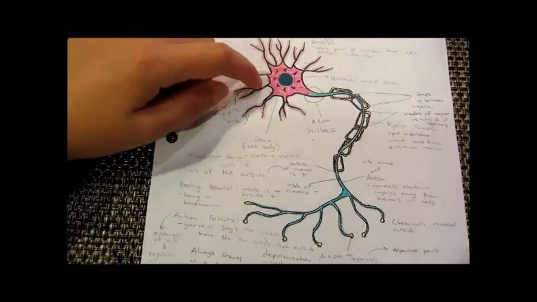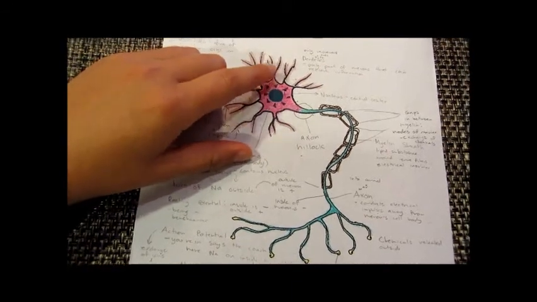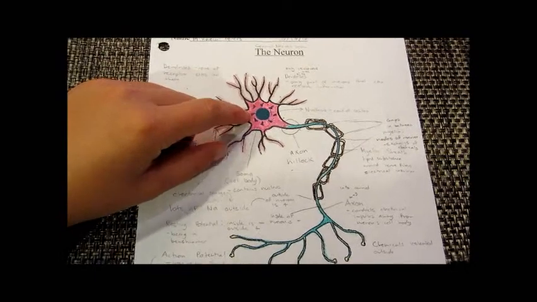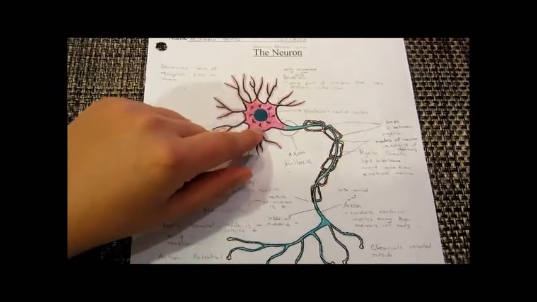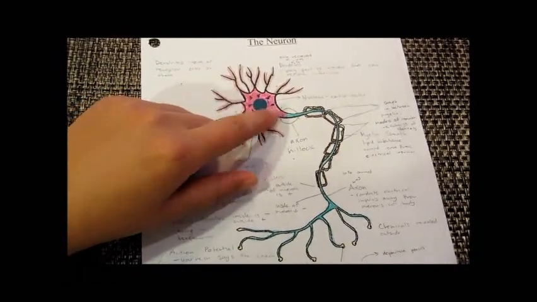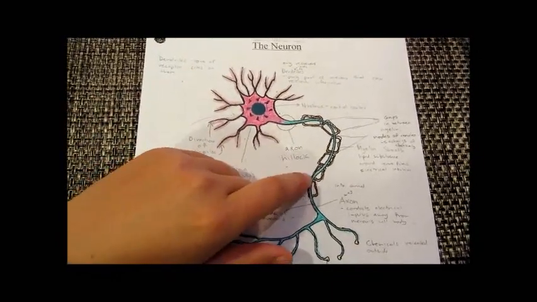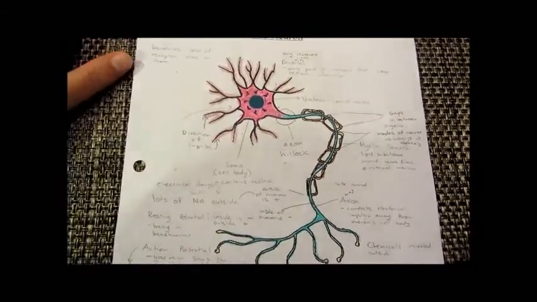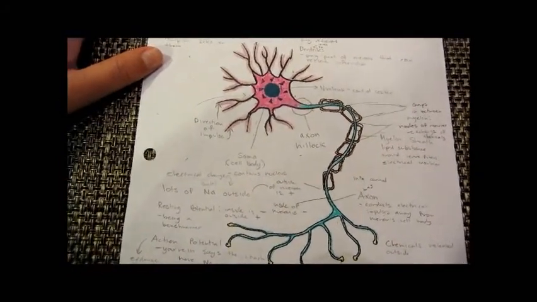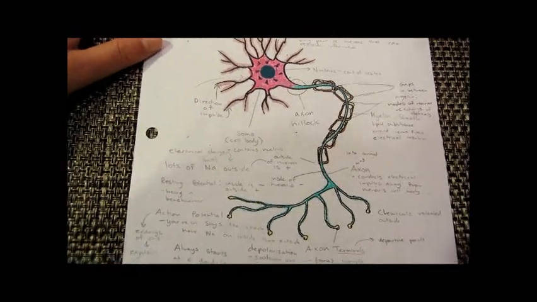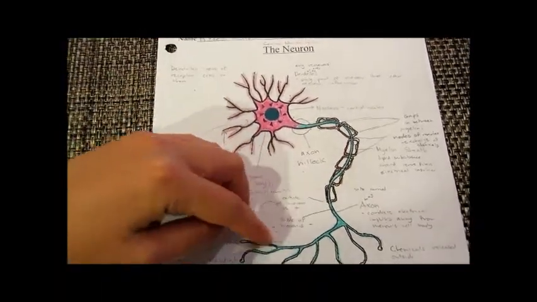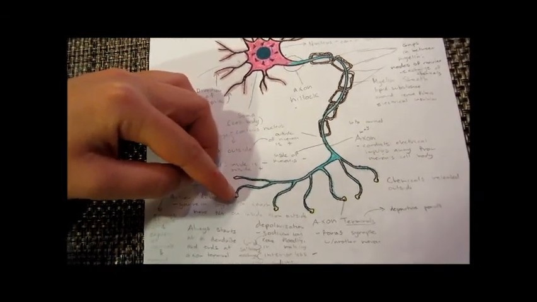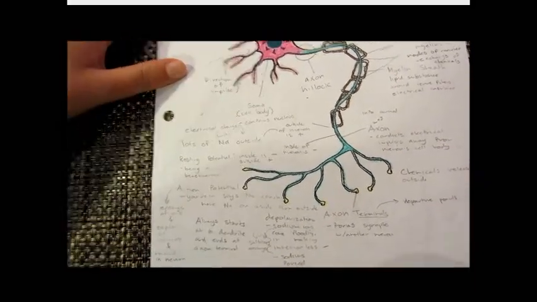Then we have the soma, or cell body, which contains the nucleus, which is the control center of the neuron. Then we have the axon hillock, which connects the cell body to the axon. Along the axon, we have what is called myelin sheath, which are fatty substances that speed up neural processing. As we move down here, we have the synapses and the axon terminals.